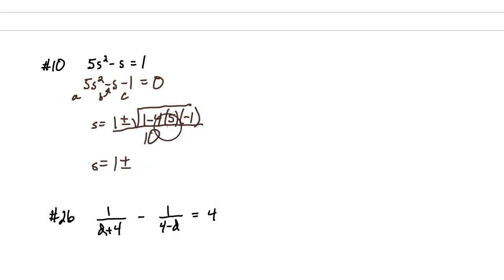Next step, let's figure out that discriminant. -4 times 5 times -1 makes +20. 1 plus 20 is 21. Here are the two answers for S if you leave them in this combined format.